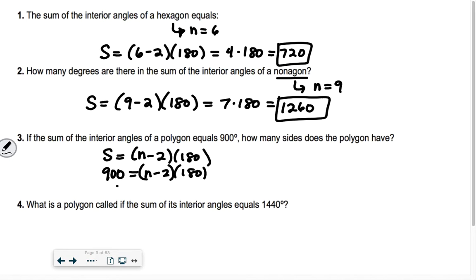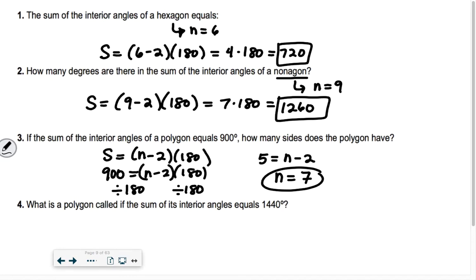Yeah. So if I divide by 180 and divide by 180, 900 divided by 180 is 5. So I get 5 equals n minus 2. So how many sides does it have then? 3. Nope. Careful. 7. You have to add that 2 over, right? Everybody always does that. You just see those numbers next to each other and you just want to combine them. All right, so it had 7 sides. What if I asked for the name of it? It's a heptagon, right? Because it has 7 sides.